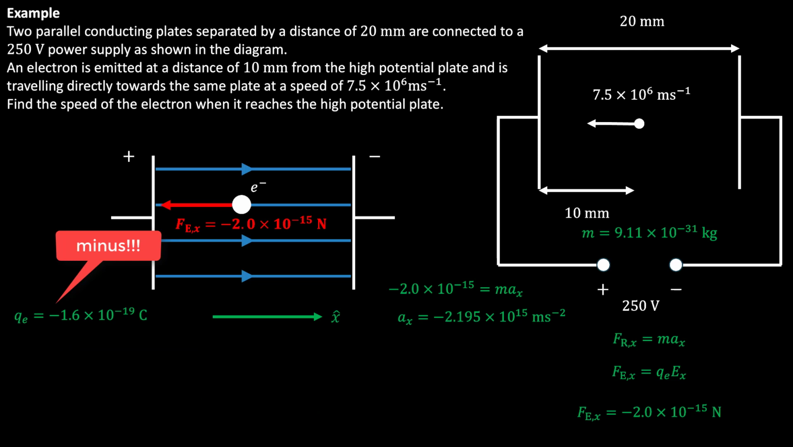Now we apply our equations for constant acceleration, Vx squared equals Ux squared plus 2 ax Sx, meaning we are using this equation along our x-axis. So here we will have Sx equals minus 10 millimeters, which is equal to minus 10 times 10 to the power of minus 3 meters.